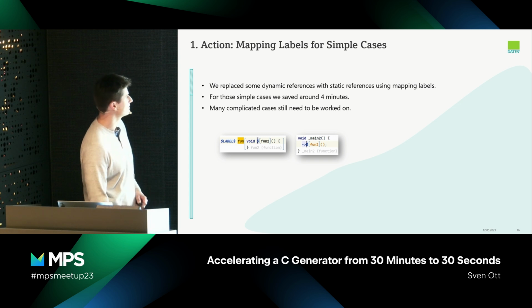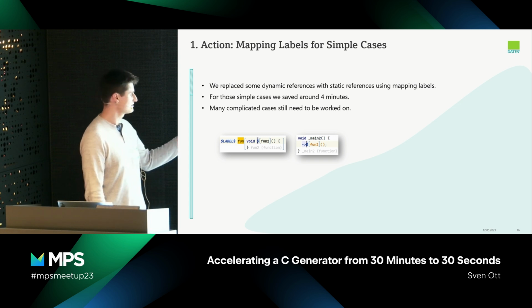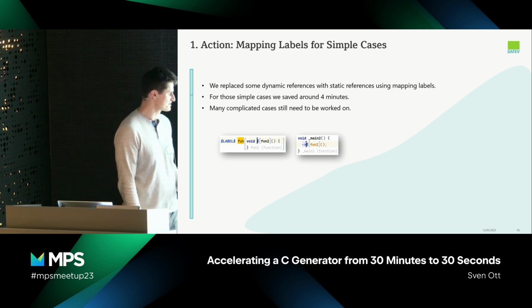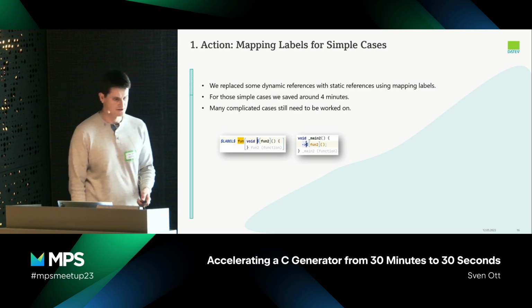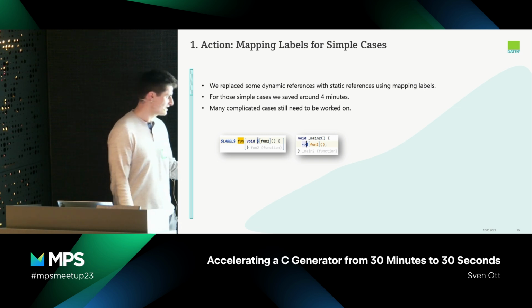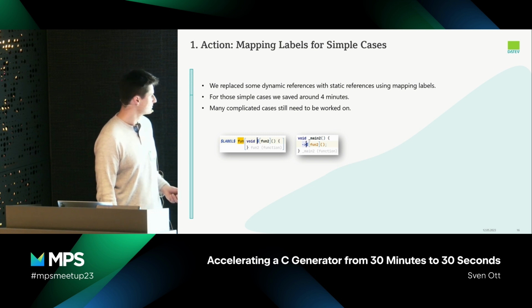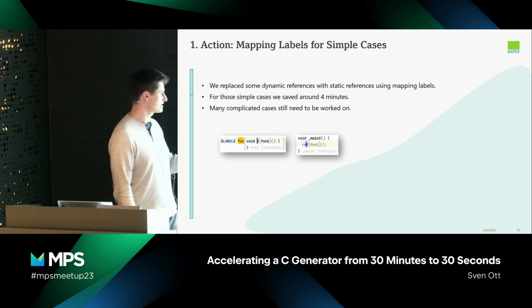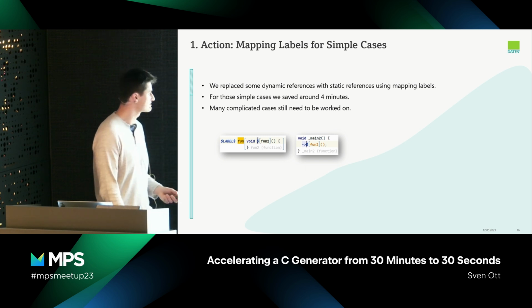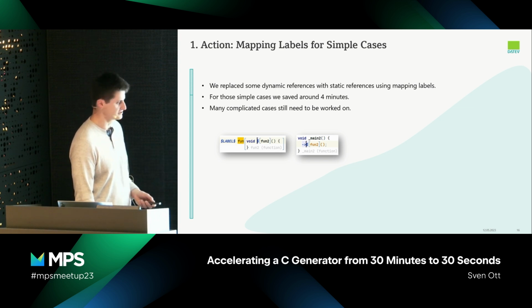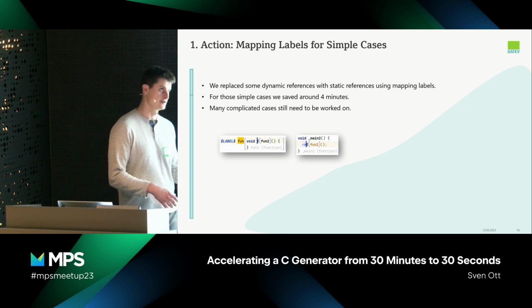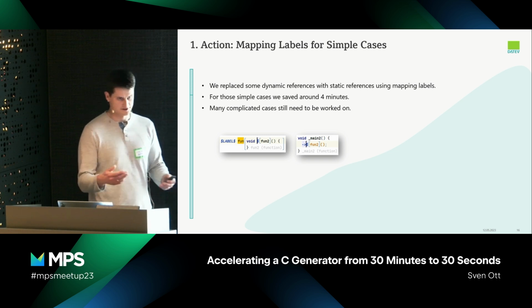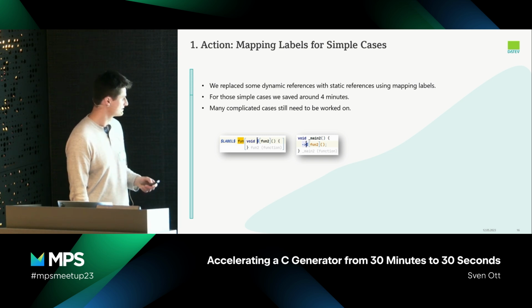So over the last 12, 13 months, we basically took three main actions. The first one is really simple. We replaced a lot of dynamic references using mapping labels, which was possible for some cases and really easy for some cases. And we already saved 4 minutes. So we basically reduced the time resolving those dynamic references from 14 to 10 minutes.